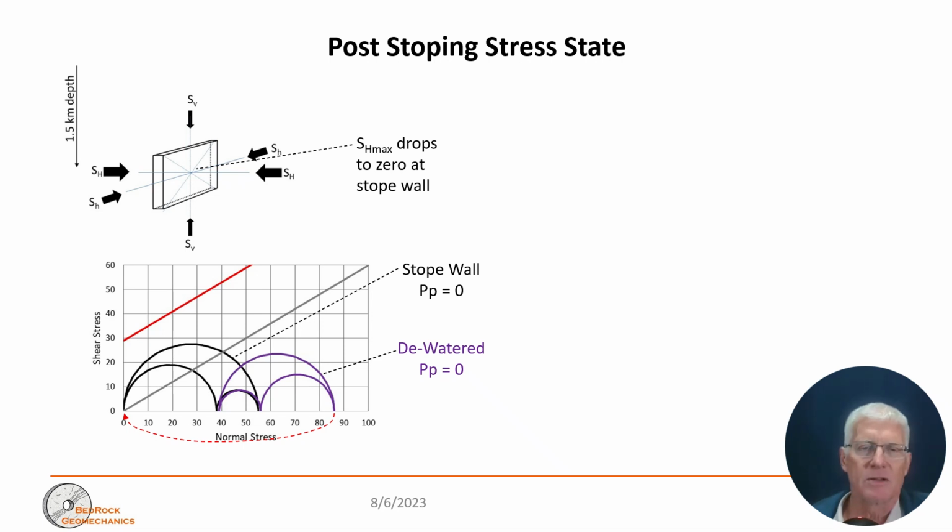wall. So what I've done in the bottom diagram, you can see the dashed red line is if we move that stress right over to zero, the state of stress is going to look something like the black Mohr circle, 3D Mohr circles. And that's a very crude approximation.